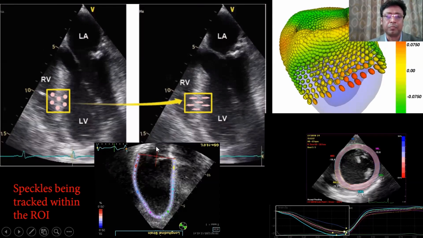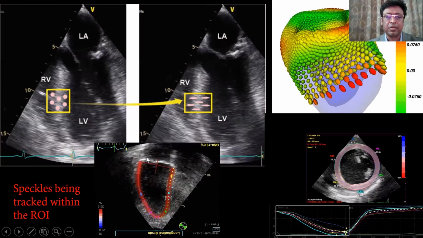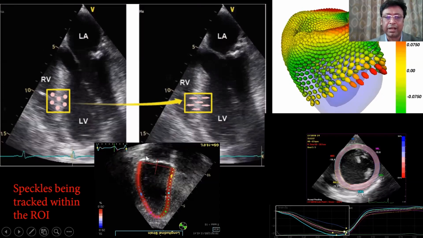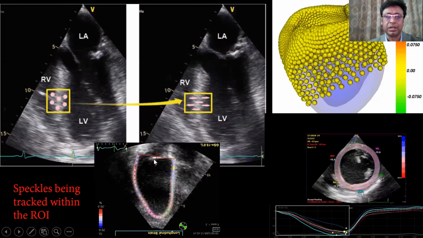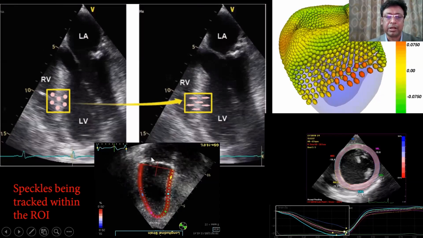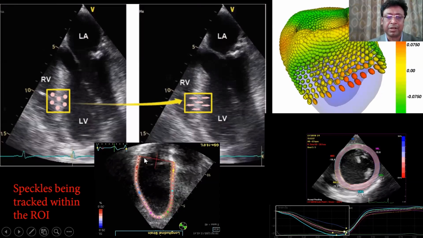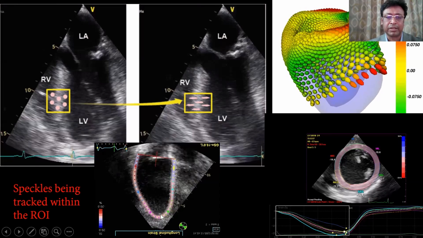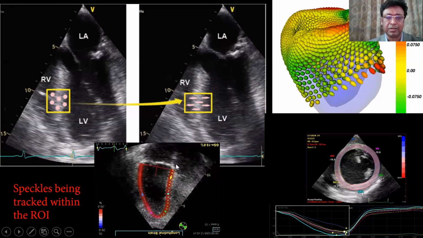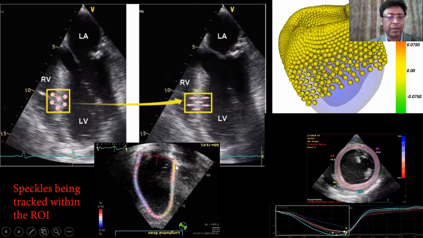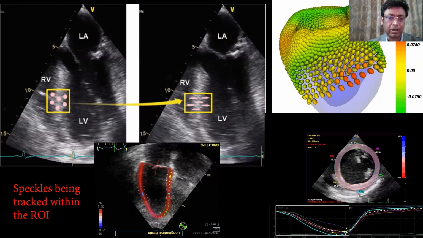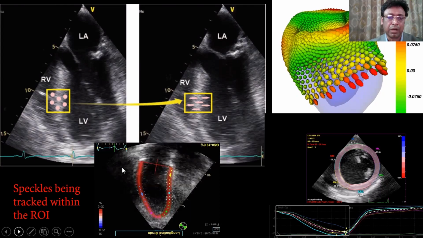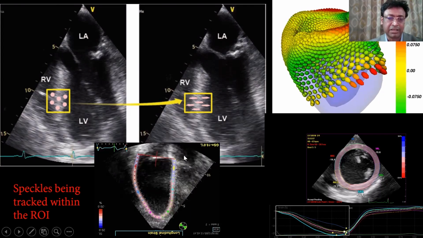So in order to perform speckle tracking, the first step would be to identify the region of interest. In this case, this is a 4-chamber view where the region of interest can be derived by setting 2 points at the 2 ends of the mitral annulus and one at the apex. And the machine identifies the region of interest by itself. Depending on how the endocardial border is traced, the operator might have to accept it or correct it as necessary.